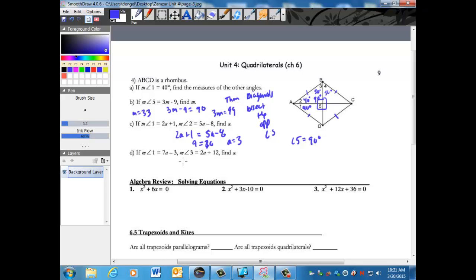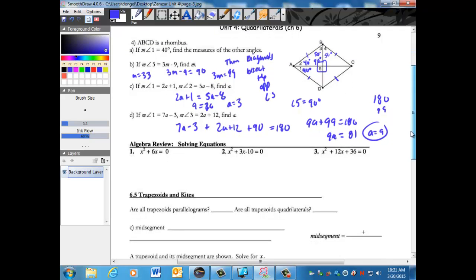And measure of angle 1 and measure of angle 3, well, there's a few ways that we can do this. Alright, let's take 7a minus 3. We're going to take 2a plus 12, and we're going to add 90. And those are the three angles that are in this triangle. So it has to equal 180. So 9a plus 9 plus 90 equals 180. 9a equals 180 minus 99. That's got to be 81, right? And then a is equal to 9.